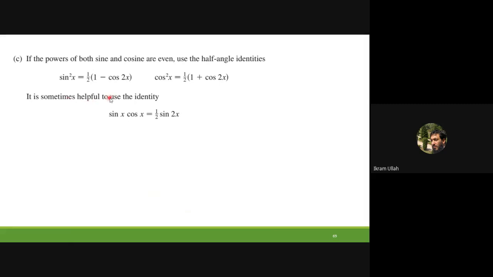It is sometimes helpful to use the identity sin x into cos x is equal to half of sin 2x. तो ये भी इम्पोर्टेंट आइडेंटिटी है और ये इम्पोर्टेंट हाफ एंगल आइडेंटिटी है. Sometimes you can use these identities to evaluate the integral.